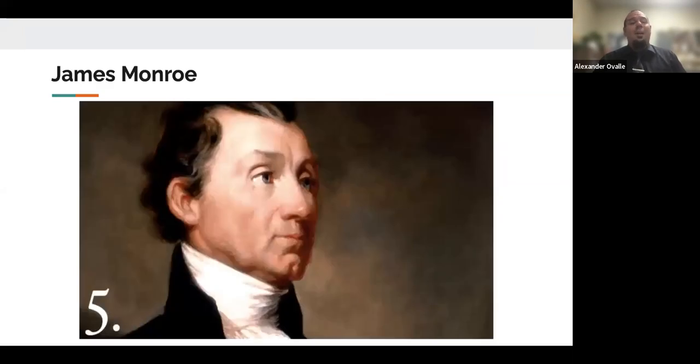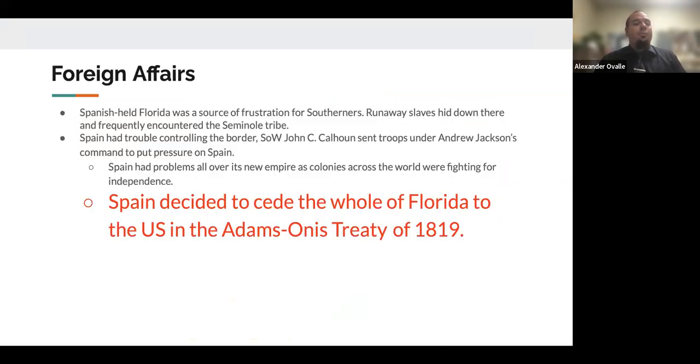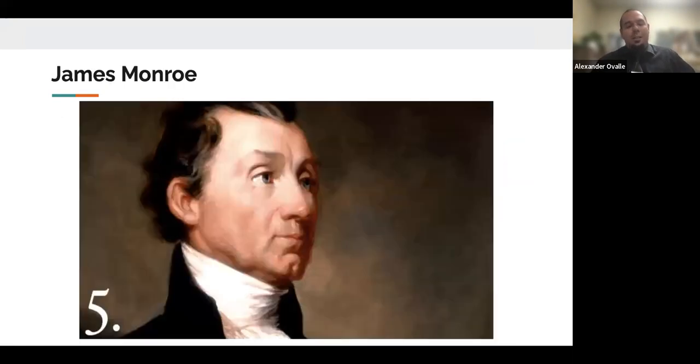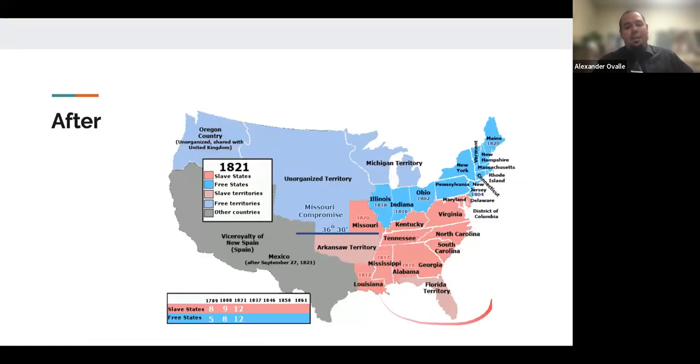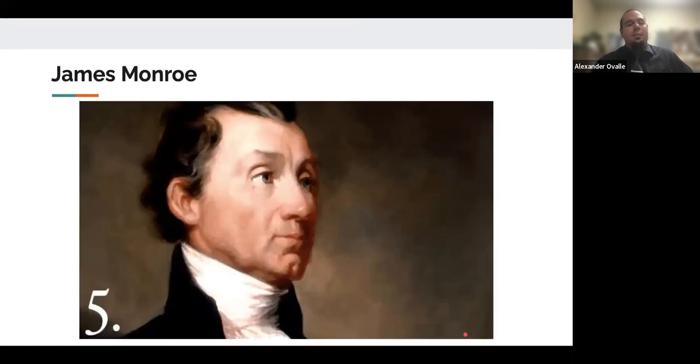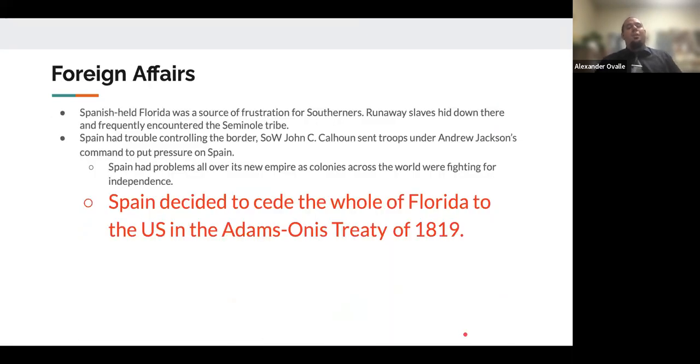Here's our fifth president, James Monroe. So, foreign affairs. Spanish-held Florida, as you just saw in this map, used to be owned by Spain. Spanish-held Florida was a source of frustration for Southerners. Runaway slaves hid down there and frequently encountered the Seminole tribe. If you know football or baseball or basketball, Florida State, their mascot, the Seminole. Spain had trouble controlling the border.